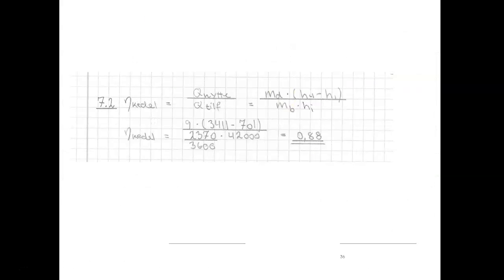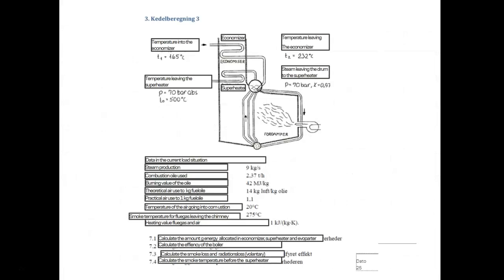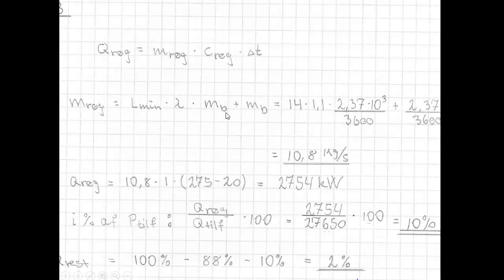So now we can calculate it. This here is the amount of air, and this here is the amount of oil. This is the mass balance. So we have the fuel plus the air, well, that's equal to our smoke: 10.8 kilos per second. 10.8 kilos per second is running this way up. And now we know that, it's a little more simple.